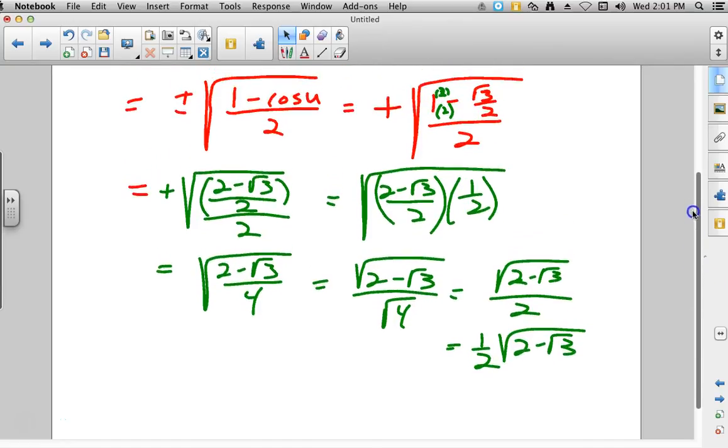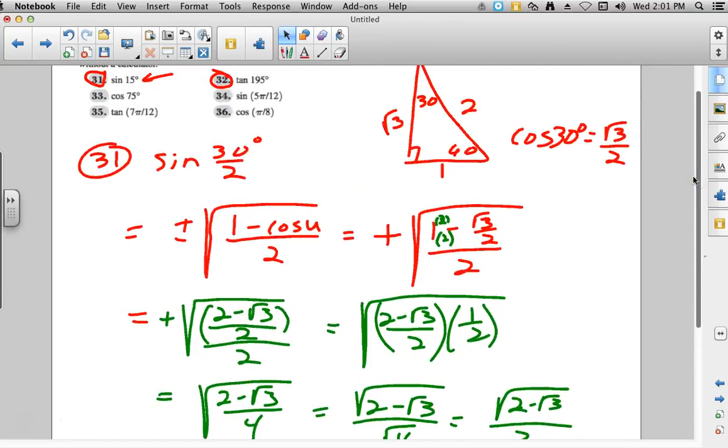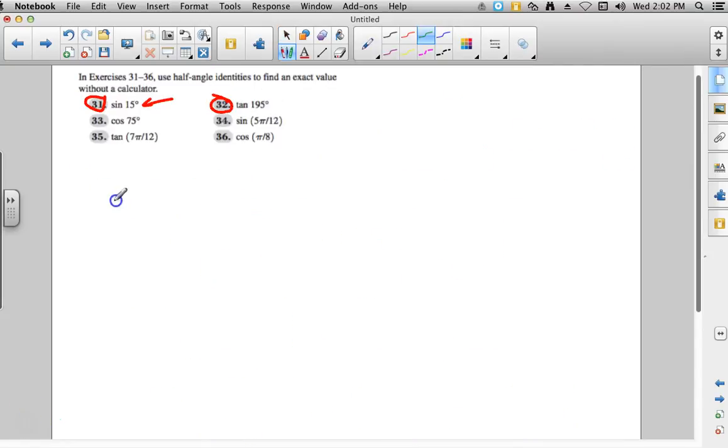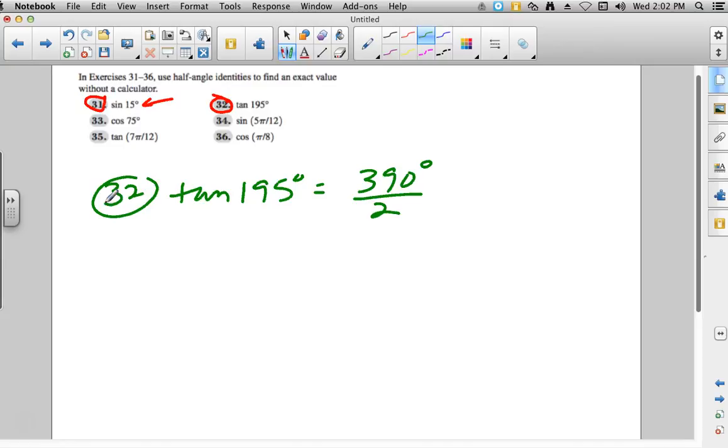Then I'm going to erase and start number 32. Number 32 still has the same directions, and those directions are that we are supposed to use the half angles. So the first thing you do is take 195 times 2, and that would give you 390 degrees over 2. So we're supposed to use what we know about 390 degrees in our tangent half angle formula.